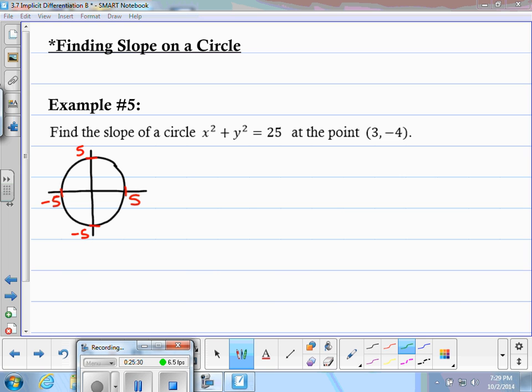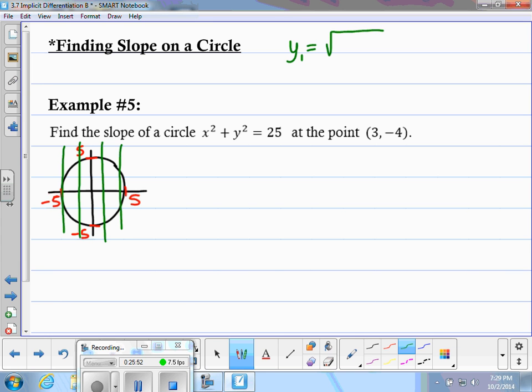Circles are not really functions. They do not pass the vertical line test, because each one of those lines is actually touching the circle more than once. So what we do is we consider circles to be a combination of two functions. And the two functions look like this. So here's the first one. It's the square root of 25 minus x squared. And then the second one is negative, and it's the same exact thing.